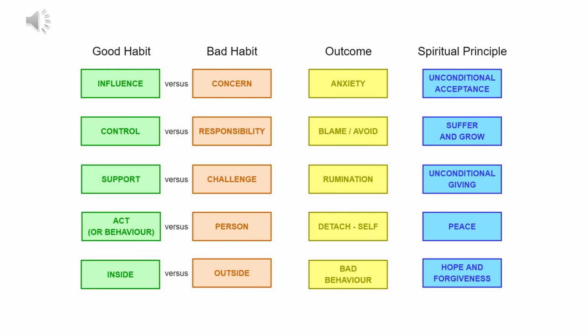When things are positive, they're personal, but when they're negative, they're behavioural. So we don't focus on the person, we focus on the behaviour. Otherwise, we'll end up detaching from ourselves. We need the spiritual principle of peace to get back to focus on behaviour when it's negative. We always stay inside ourselves, don't go outside ourselves with bad behaviour. If we do, we need hope and forgiveness to get back to the right path.